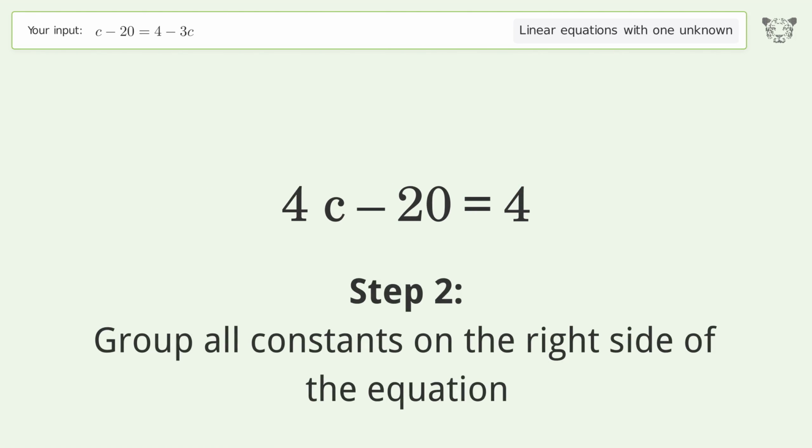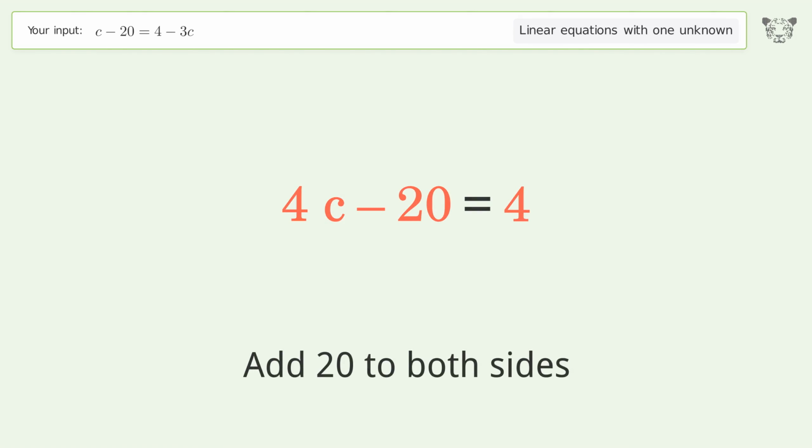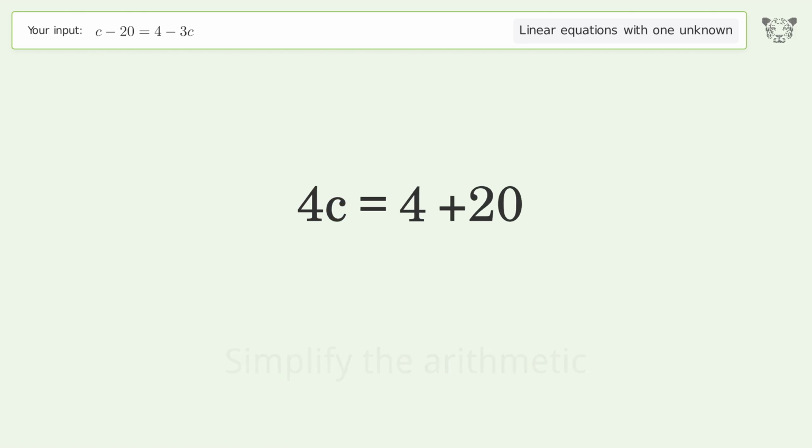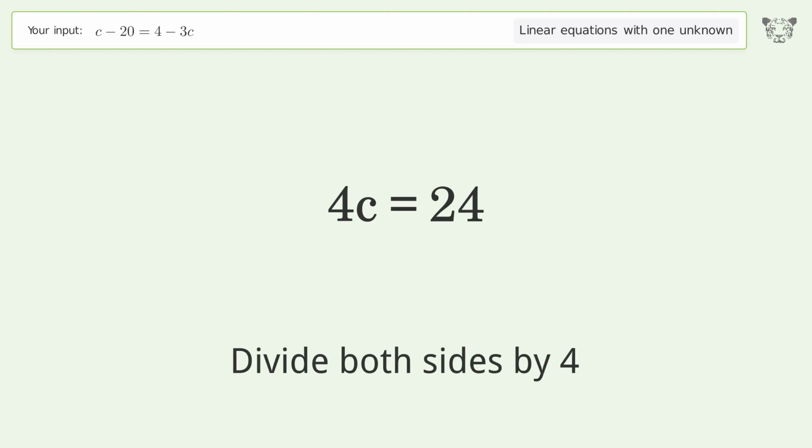Group all constants on the right side of the equation. Add 20 to both sides. Simplify the arithmetic. Isolate the c. Divide both sides by 4.